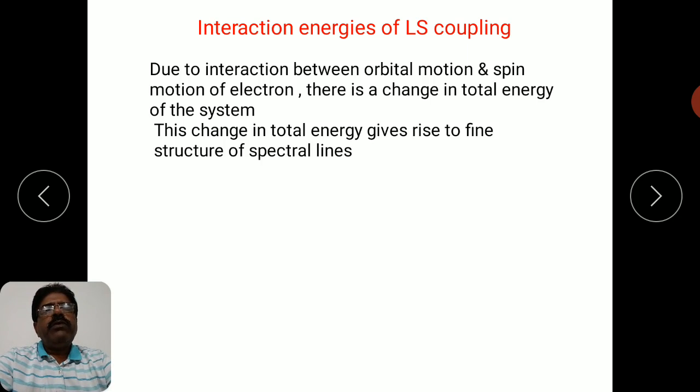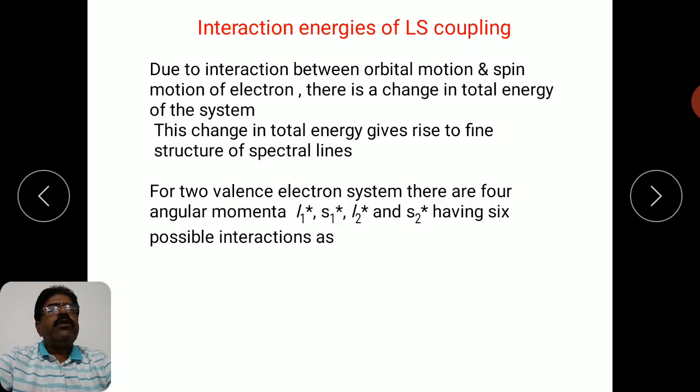But now when we talk about a two valence electron system, there are two electrons. Each electron has its own spin motion as well as orbital motion. So you can say there are four such vector quantities: spin momenta of two electrons and orbital momenta of two electrons. So two vectors represent the separate spin momenta and two vectors separately represent the orbital momenta. There are four vectors, and there can be different interactions among these four vectors. That is what we are going to consider here.